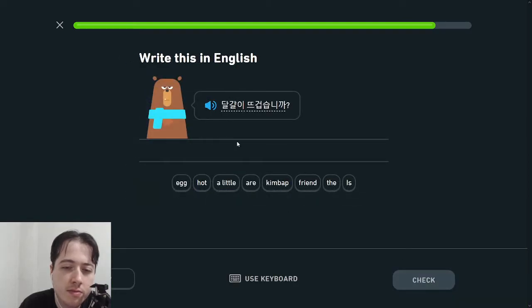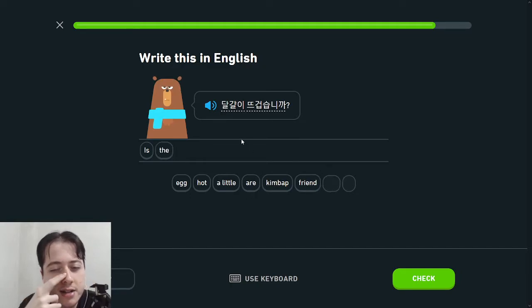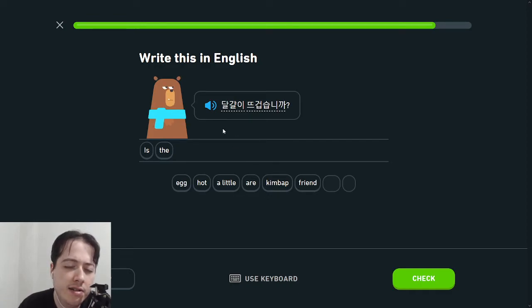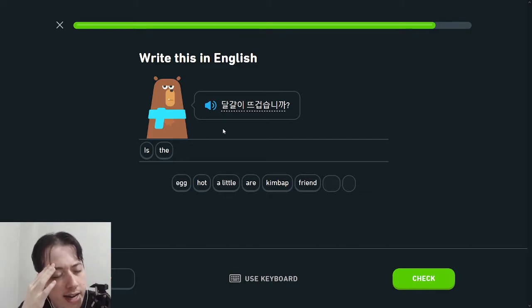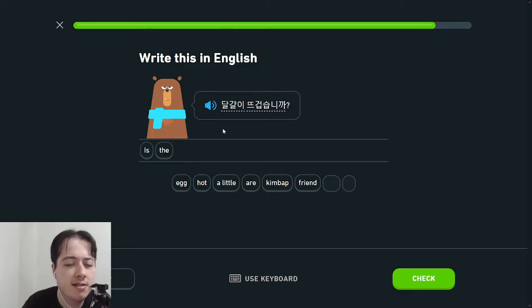달걀이 뜨겁습니까? What is the 달걀? Oh, it's 달걀이. It's not strawberry. It's egg. So 계란. Wait, 계란 is egg. 달걀 is also egg, I think. So is the egg hot?